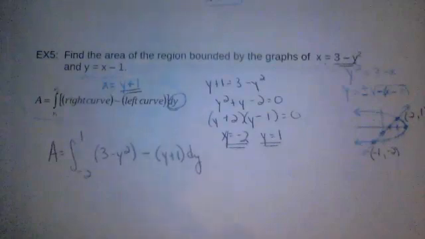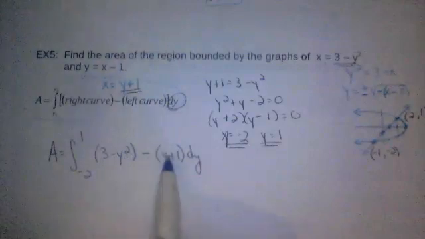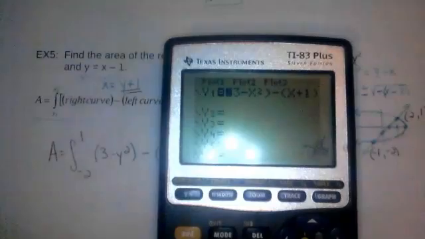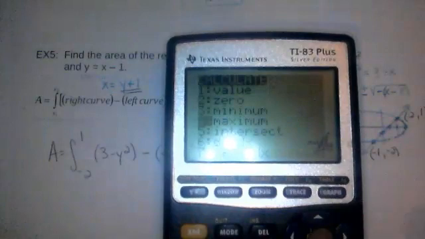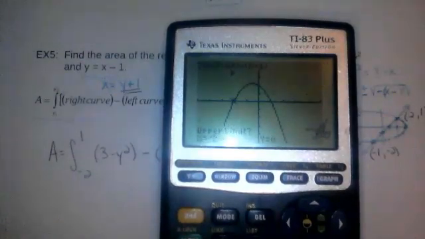All right. And you can type this in the calculator as an x function and evaluate it, or you can do it by hand. Either way, even though this is y's, once you type it in with respect to x, it will still evaluate the same way. All right, so here's what I'm talking about in the calculator. You can just type it in as 3 minus x squared minus x plus 1 and evaluate it in the calculator. So we're going from negative 2 to 1, and we get 4.5.